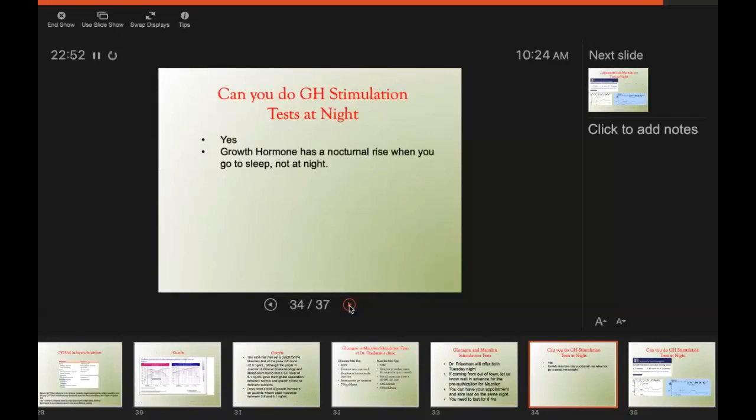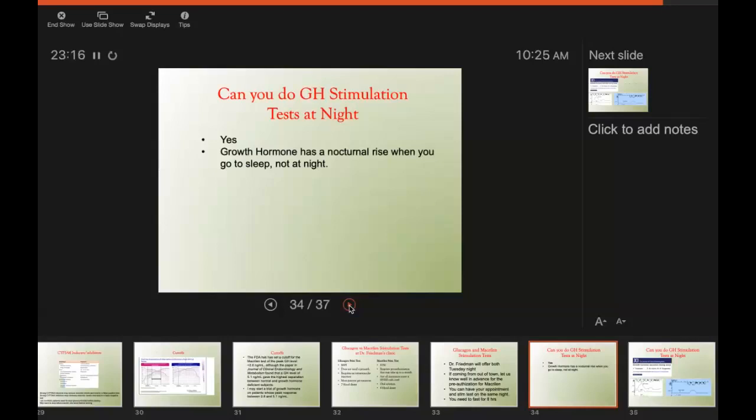So one of my patients asked me, what about doing this test late at night? They're coming from a different time zone. They get to LA, and it takes them a while to start the test. And we know that growth hormone goes up at night. The question is, if it's just going to go up at night, are you going to pass the test because your growth hormone is high just because it's late at night? So the answer is no. It can be done at night. Can you do the growth hormone test at night? The answer is yes.